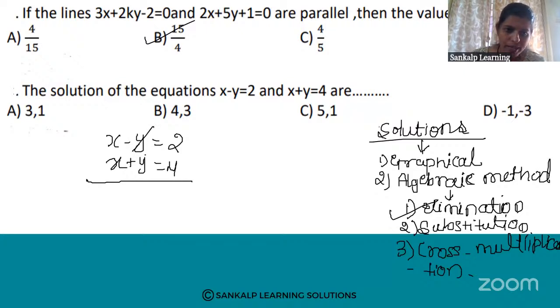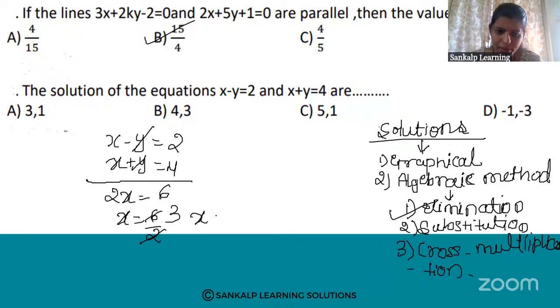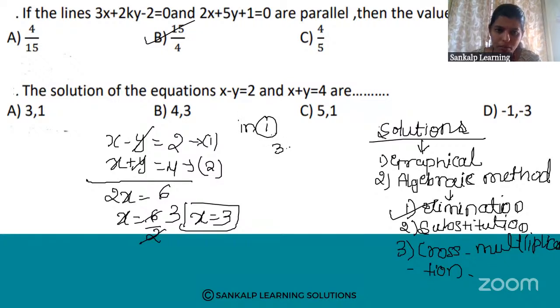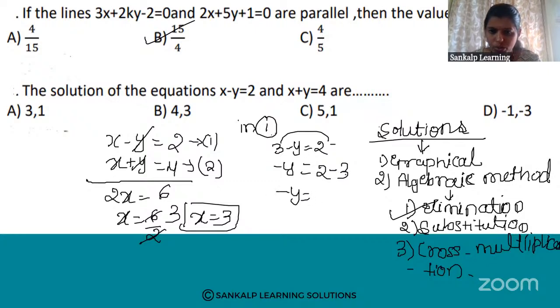These two values will get cancelled. 2x is equal to 6. X is equal to 6 divided by 2. 2 ones are 2, 2 threes are 6. That means x is equal to 3. Substitute the value of x in equation number 1 or 2. In any equation you can substitute. In equation 1, 3 minus y is equal to 2. Transfer this 3 to this side. Minus y is equal to 3 minus 2. That is minus 1. Minus and minus will get cancelled. You will get y is equal to 1.